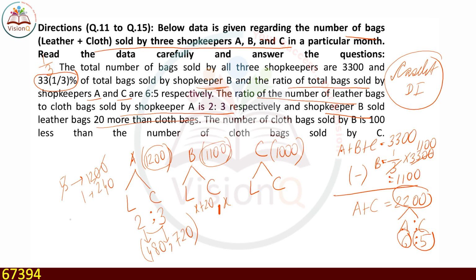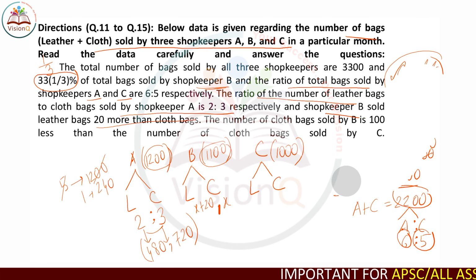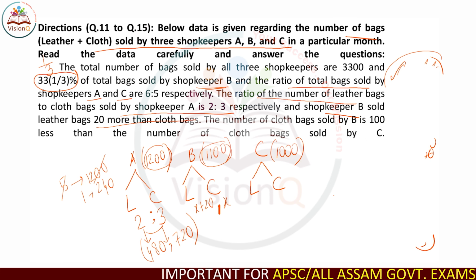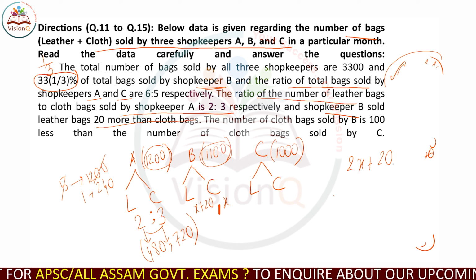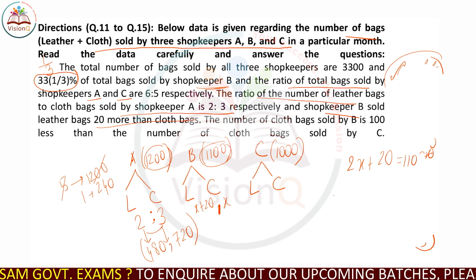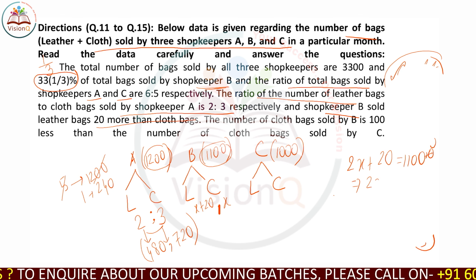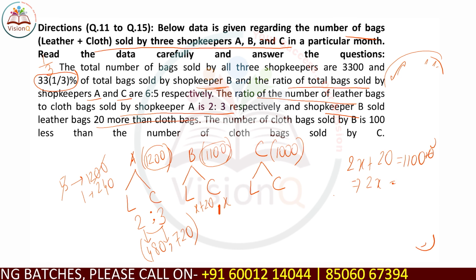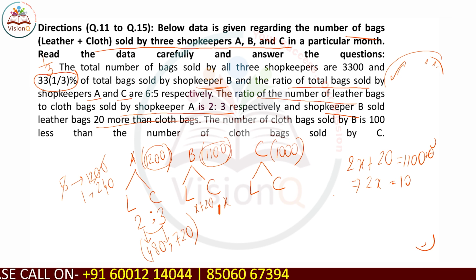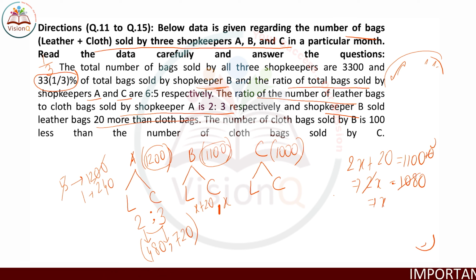So X plus 20 plus X, it becomes how much? Twice X plus 20. So twice X plus 20 will be 1100. From here twice X value is how much? So 1100 minus 20 will be how much? 1080. Okay. And X will be how much? From here 1080 by 2, which is 540.